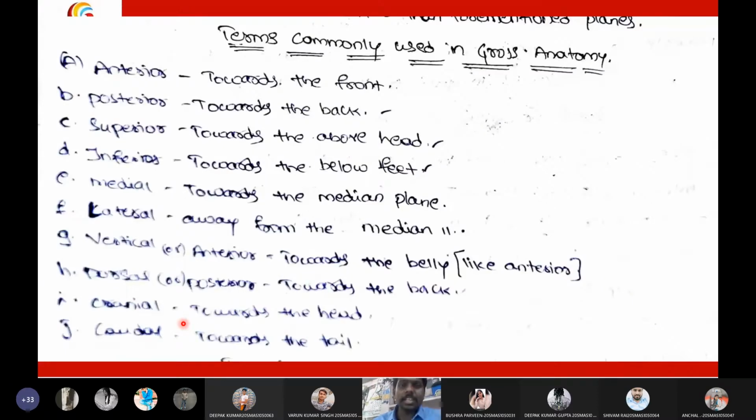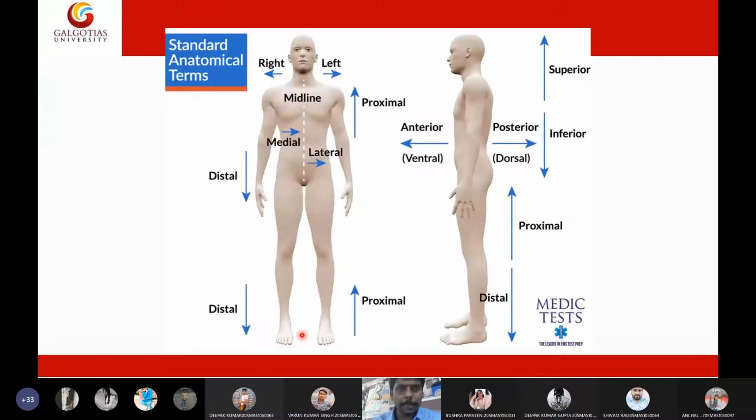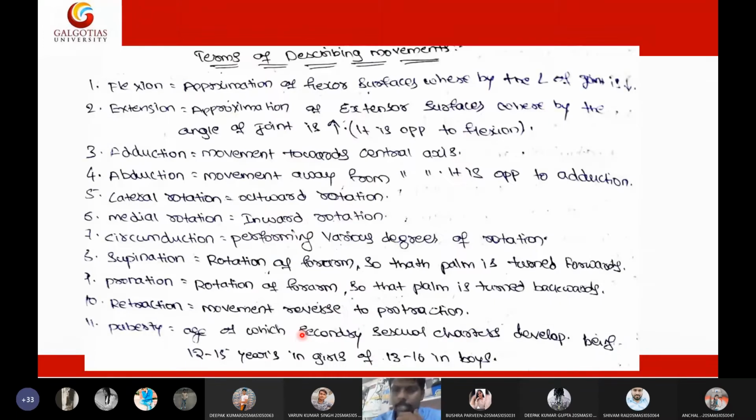Then we discussed certain terms that are used in gross anatomy, such as front is called anterior, back posterior, superior, inferior, medial, lateral, vertical. Then we discussed cranial, caudal, and ventral and dorsal. So these are the terms that are used in anatomy. Then coming to the movements of the body, this topic we need to finish.